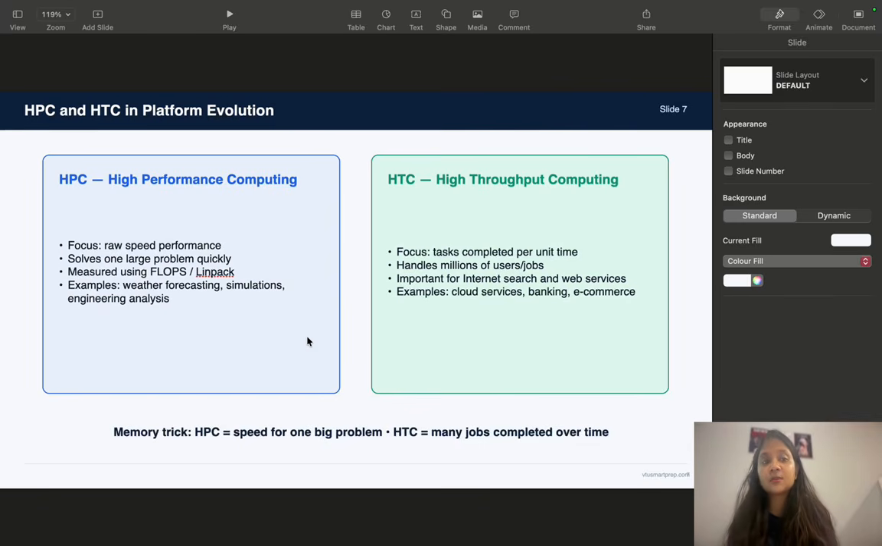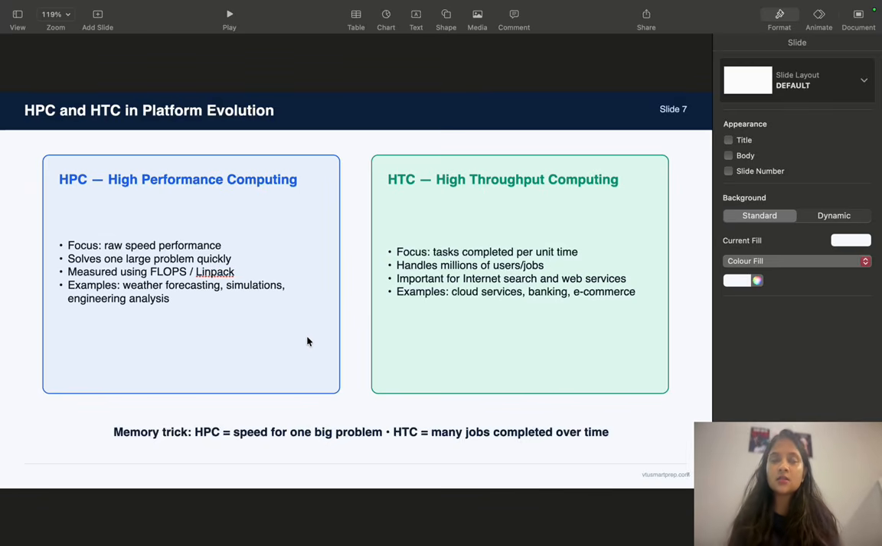Next, we'll understand what HPC and HTC are. HPC means high performance computing. Performance is related to which keyword? It focuses on speed. It is used when one large problem must be solved very fast. So it is used when you have a problem and you want to solve it very fast. It focuses on speed.